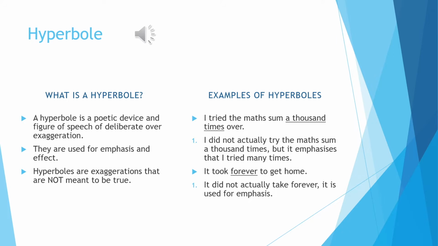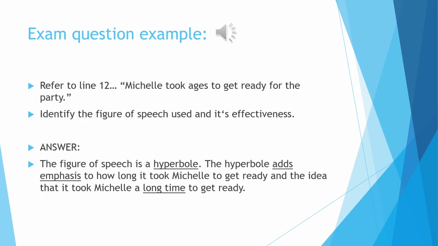These are simply ways that we exaggerate things so that the person we're communicating with or the person reading the literature will better understand the extent of what we experienced. Usually when you get an exam question like this, they'll refer you to a line, or they'll just ask you about a simple sentence in a comprehension perhaps, or in a poem. And so the example we've got here is: Michelle took ages to get ready for the party.